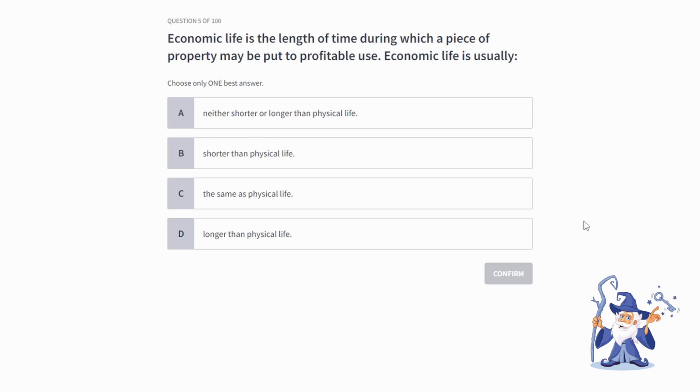All right, next one. Question number 5. Economic life is the length of time during which a piece of property may be put to profitable use. Economic life is usually A, neither shorter or longer than physical life; B, shorter than physical life; C, the same as physical life; and D, longer than physical life. So go ahead and think about that one and come up with the correct answer.